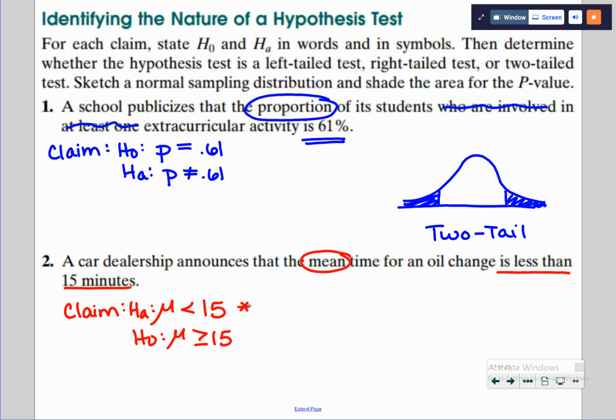The alternative hypothesis, whether it's a claim or not, tells you which type of test it is. So is it left tail, right tail, or two tail? This is a left-tailed test. Okay?